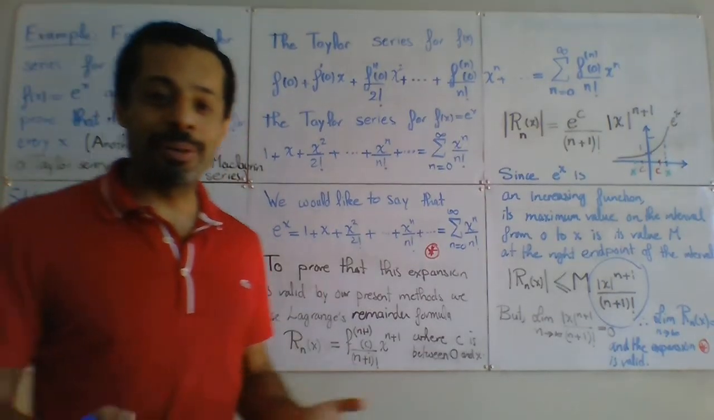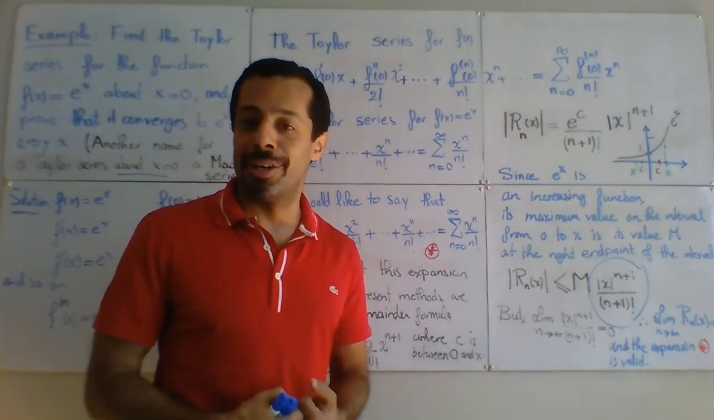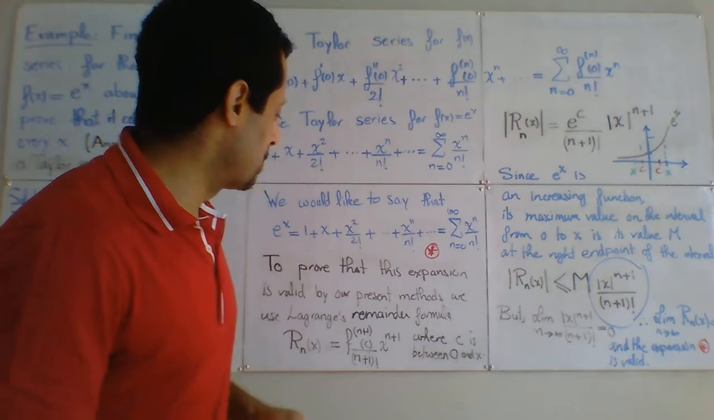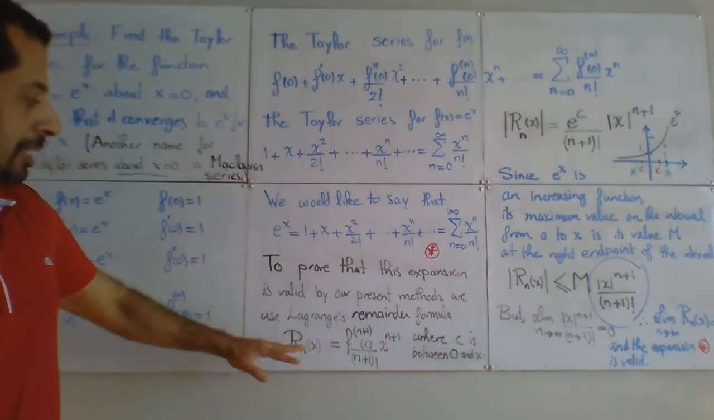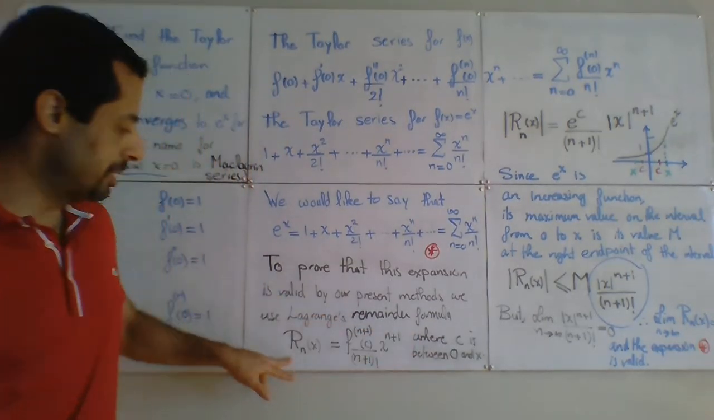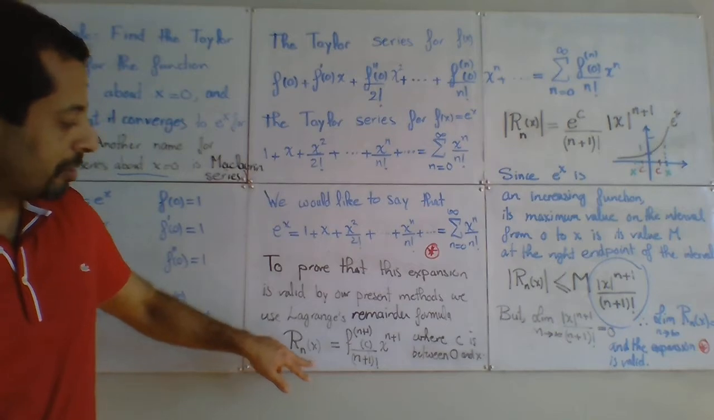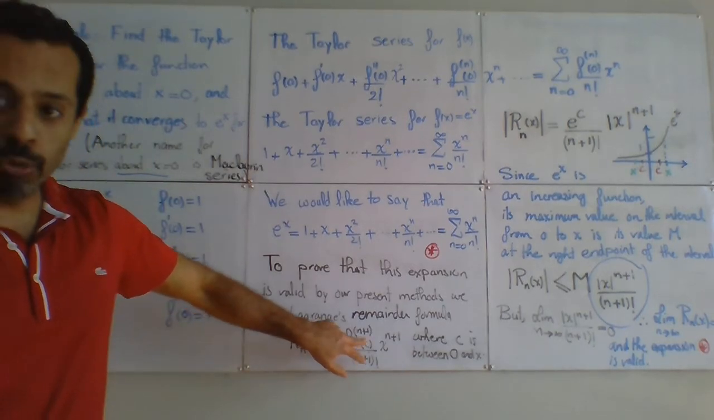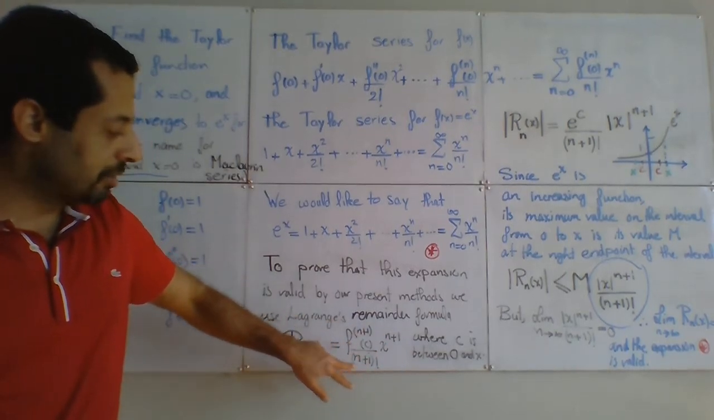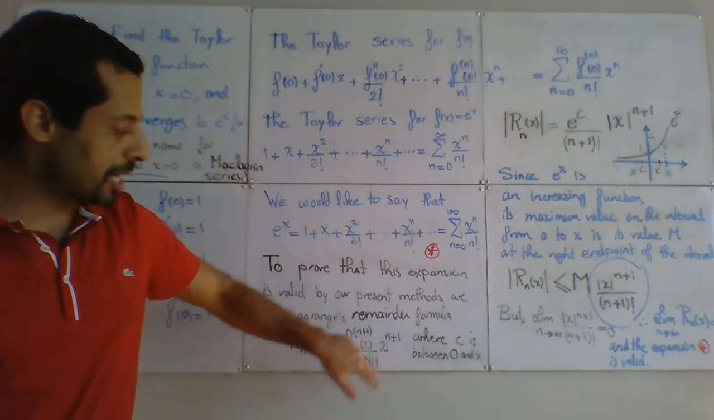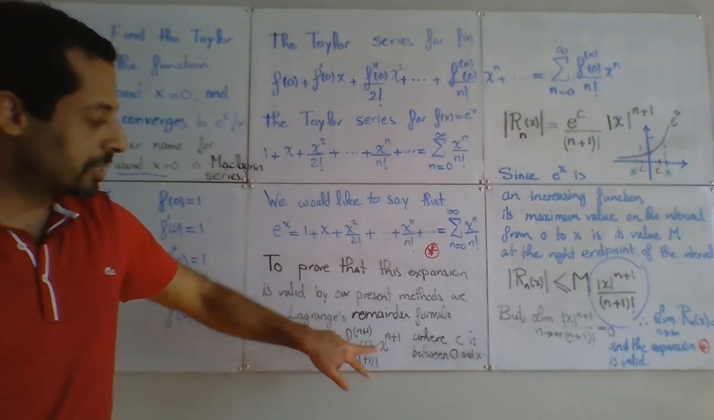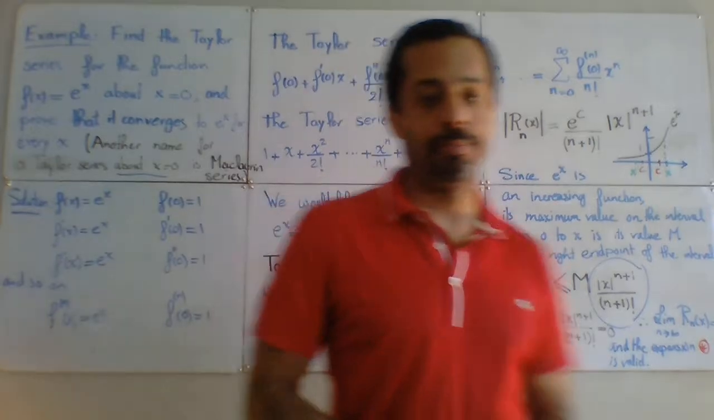So the way to go about this is to use the Lagrange remainder. The formula for the Lagrange remainder says that R_n(x) is the (n+1)th derivative at c, divided by (n+1) factorial, times x to the n+1, where c is some point between 0 and x.